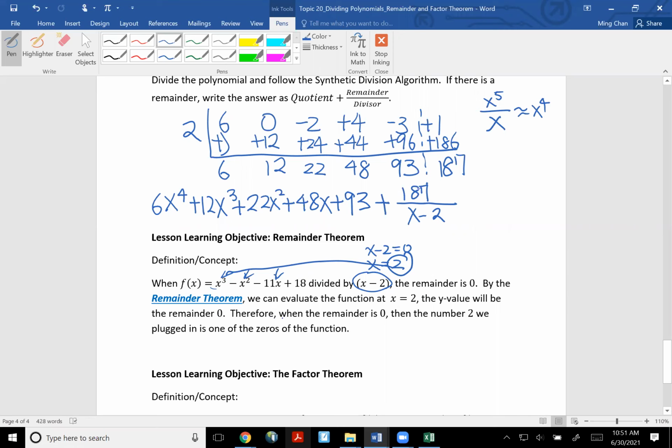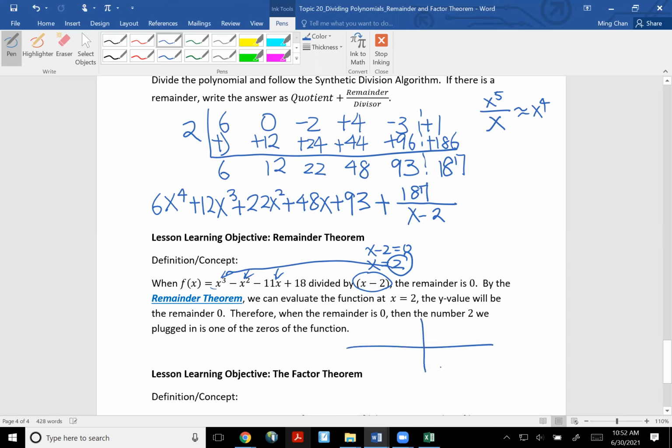Okay, so when the remainder is 0, this is very important, then the number 2 we plug in is one of the zeros of the function. Okay, if you don't believe me, you can actually try it. Substitute a 2 into this function, put it in a calculator, and the answer will be 0. And that 0 reconfirms that, hey, when the remainder is 0, that number I plug in is a 0 of the function. So what's the big deal?